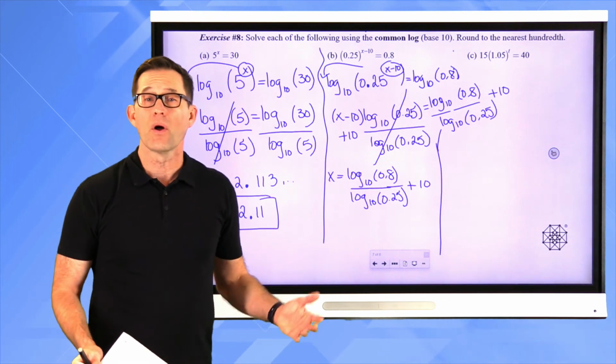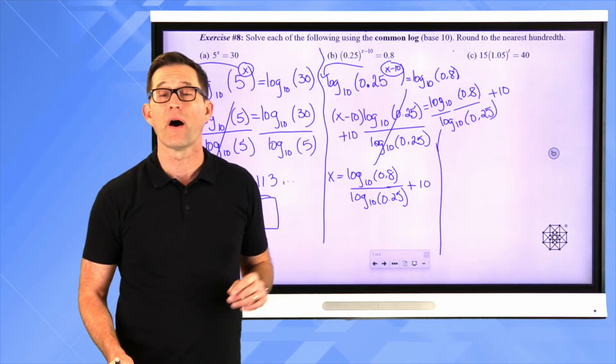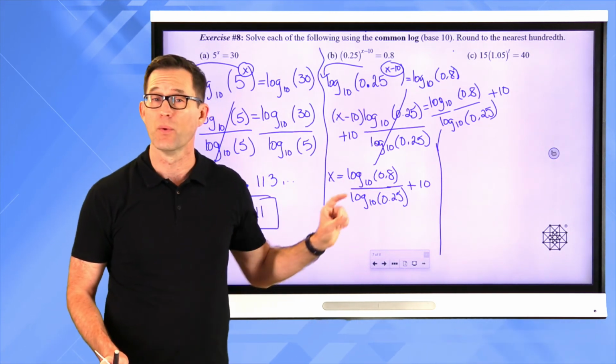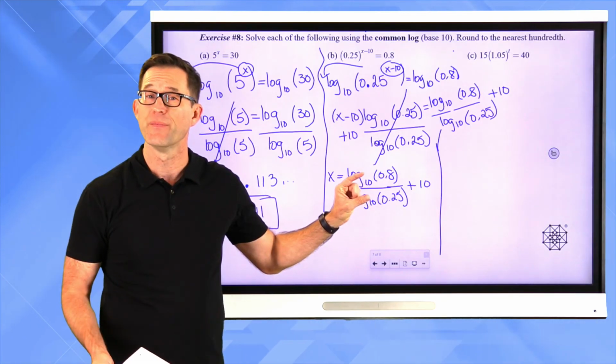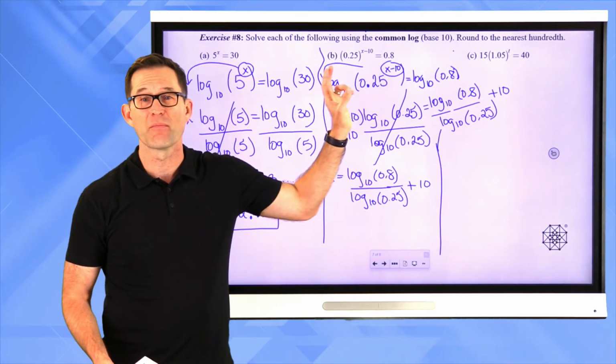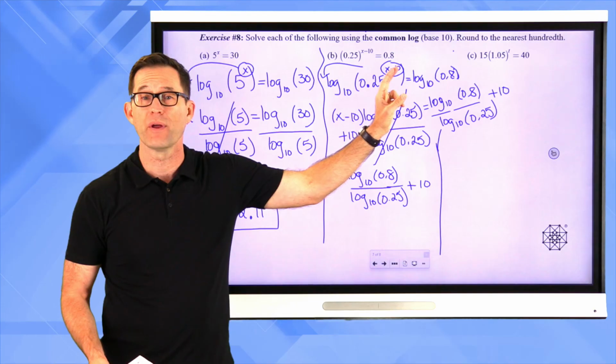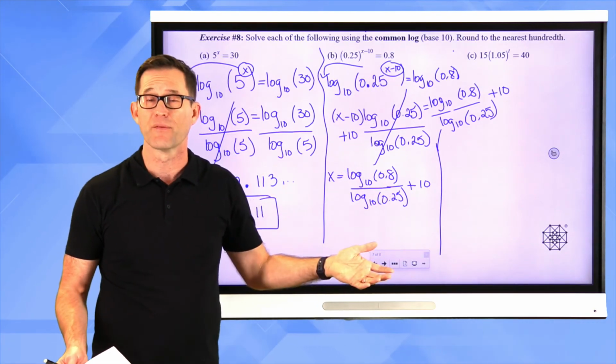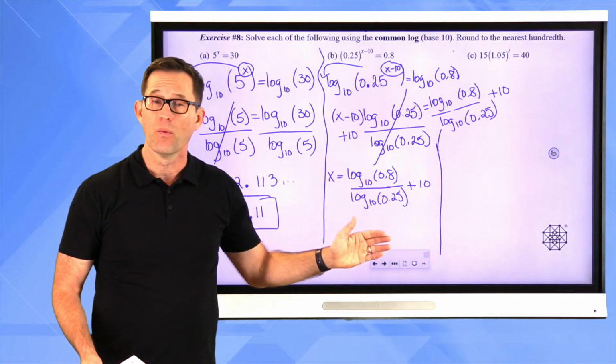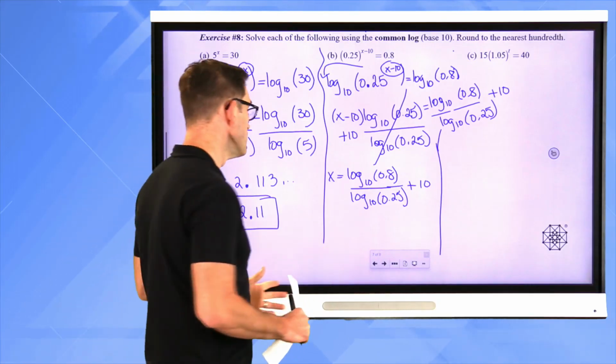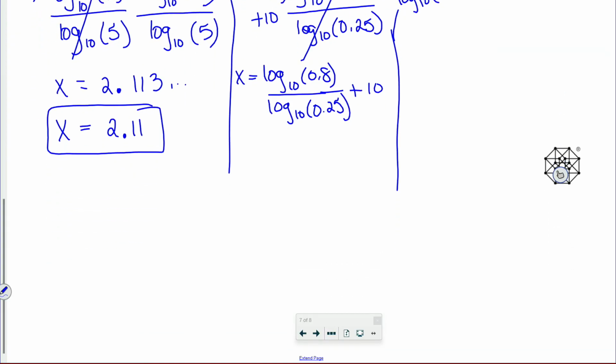Now, doing log base 0.25 would have certainly made this easier. We wouldn't have had this fraction, right? We would have just simply had log base 0.25 of 0.8 plus 10. That would be our final answer. But when we substitute this into the calculator, if we're careful about it, and we crank through all of our work, we will end up getting 10.16 as our final answer.